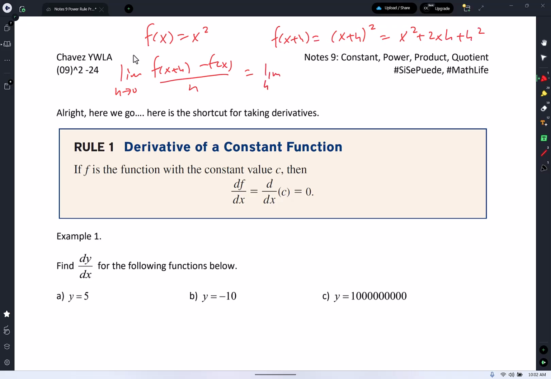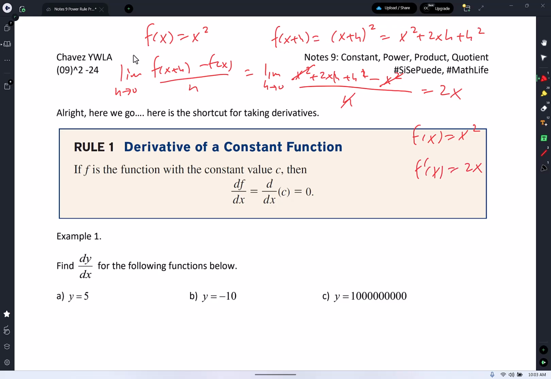So this is the limit as h approaches 0 of x squared plus 2xh plus h squared minus f of x, which is x squared, all over h. Notice the x squareds cancel out. Notice that I can factor out one of these h's, and h is approaching 0, so I just get 2x. So from now on, we're going to just look at x squared, and you're just going to apply the power rule, and you're going to say, oh, the derivative of that is just 2x. Of course, you don't know what the power rule is just yet. We're about to hit you with it.